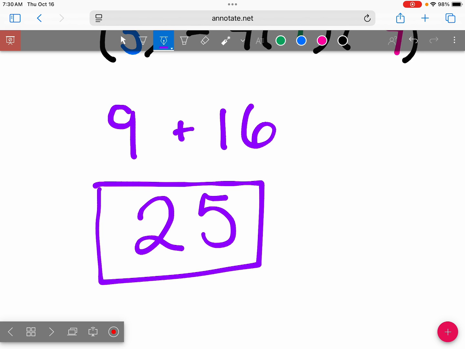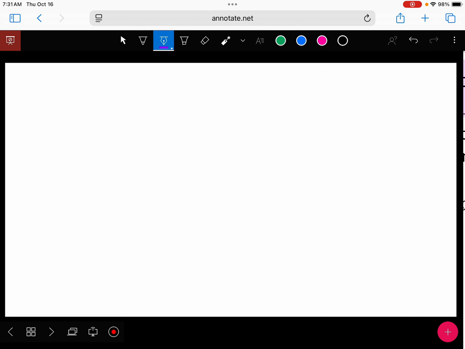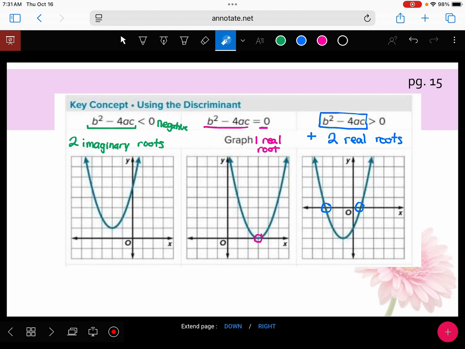Now here's the big question of the day. Is this positive, negative, or 0? Positive. This is a positive number. Since we have a positive number, that means my discriminant is bigger than 0. It is positive. So we're going to have 2 real roots.